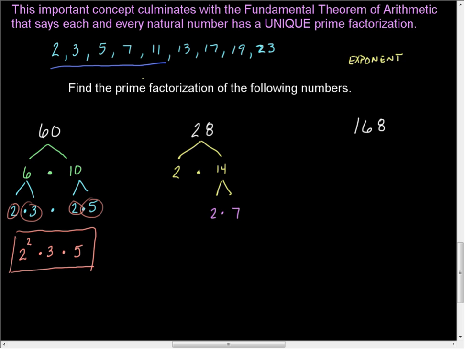And so now that only primes exist, I have a 2, and I can bring this down. So I have 2 times 2 times 7. I have 2 squared times 7. And that is the prime factorization for 28. So let's use that technique on 168.